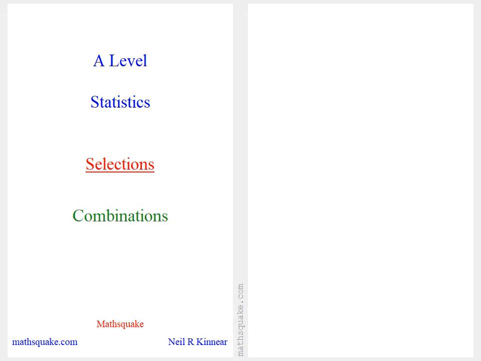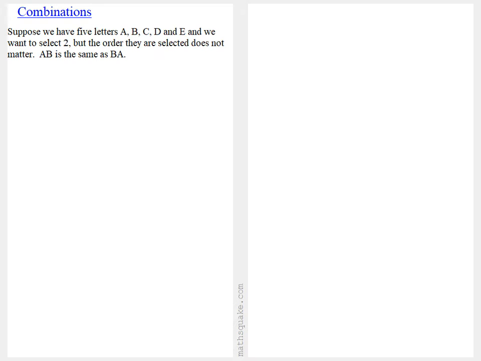A-Level Statistics, Combinations. Combinations are groups selected from a larger group where the order does not matter. Suppose we've got 5 letters A, B, C, D and E, and we want to select 2, but the order they're selected in does not matter. The selection AB is the same as the selection BA.